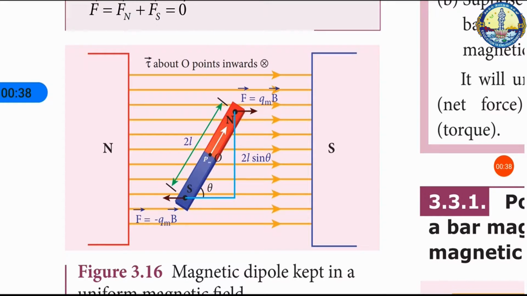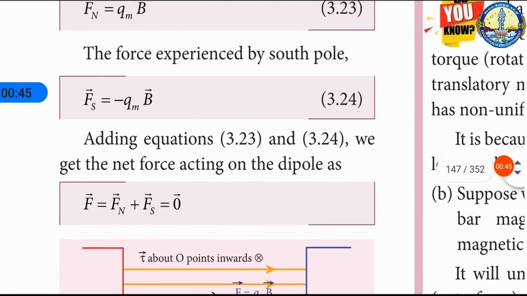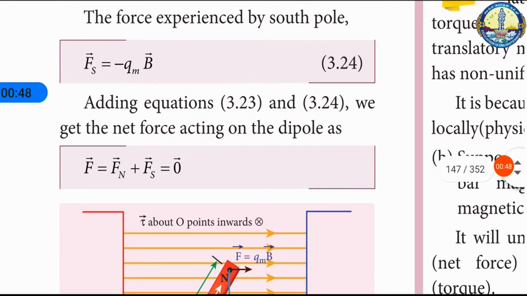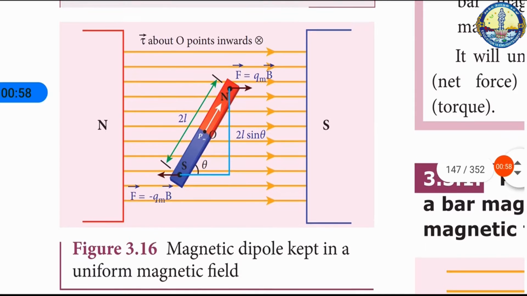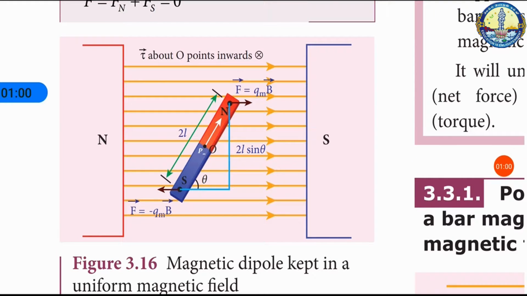By adding these two equations, you will get the net force acting on the dipole. F is equal to Fn plus Fs, that is equal to 0. Here we are going to find the torque at point O, the center point of the bar magnet. By the right hand cork screw rule, if your thumb points into the paper, the forefinger shows the direction of the magnetic field.